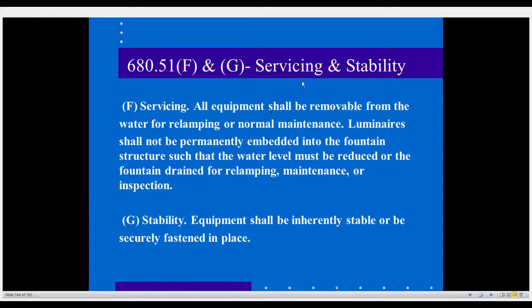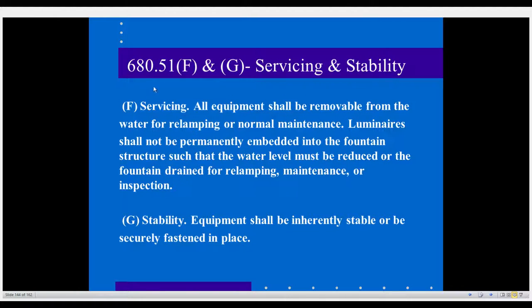Now let's talk about the servicing and the stability. So when we had this equipment that's located inside of the pool, and again we're dealing with 51, so we're dealing with luminaires, submersible pumps, and other submersible equipment. So we're talking about all of them here. We have to understand that it's got to be able to be serviced, and we have to make sure that it is stable within the environment that it's placed.